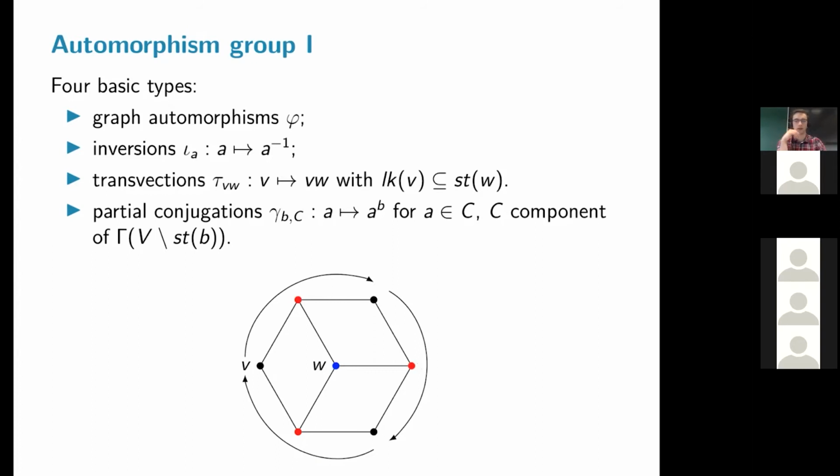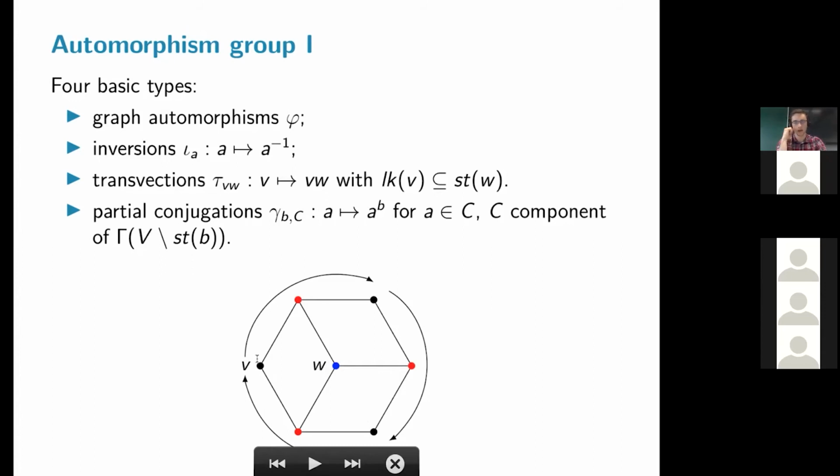And then the fourth type are the partial conjugations. So you take, first you choose a vertex B. So for instance, we can take here for B, the vertex W. And then you take a connected component of the complement of the star of your chosen vertex. So if you delete all colored vertices, we get 3 remaining black vertices, which are not connected. So one component of this is just the vertex V.